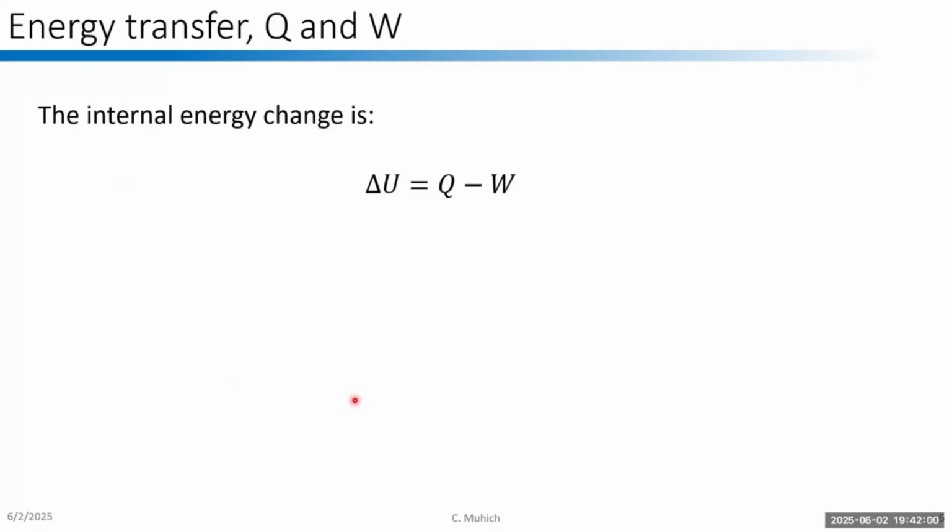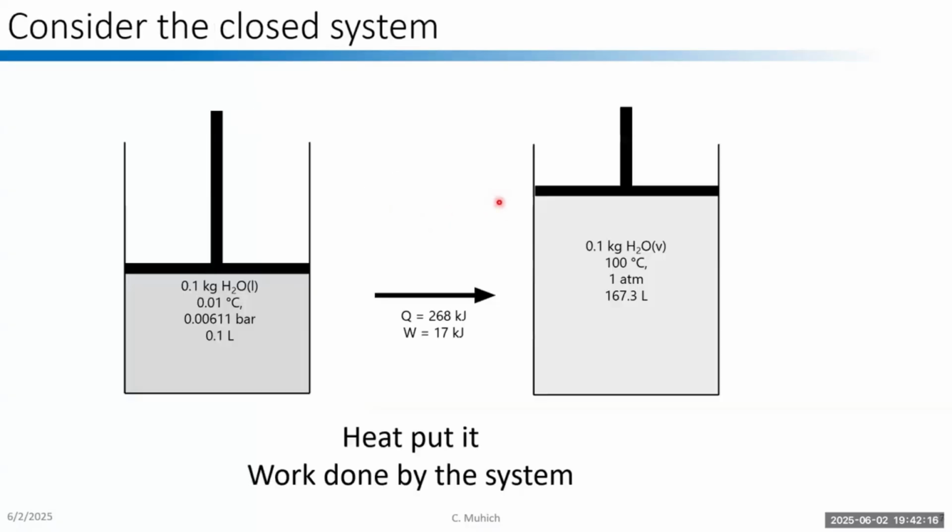If we think in terms of energy transfer, and I don't have any change in the kinetic or potential energy of the system, then delta U is equal to the heat that I put in minus the work. Easy peasy. So let's consider first a closed system. I have a piston with some sort of fluid in here. This is a closed system because this fluid, in this case water, isn't moving out of this piston. It's always contained within the piston.